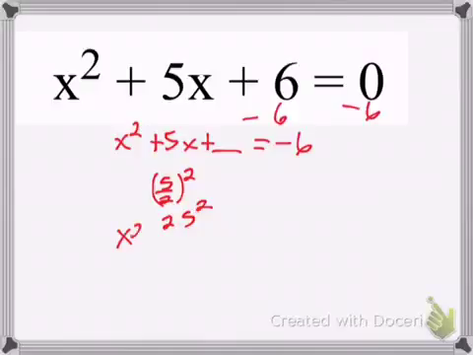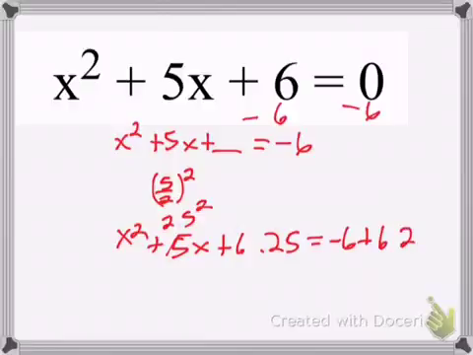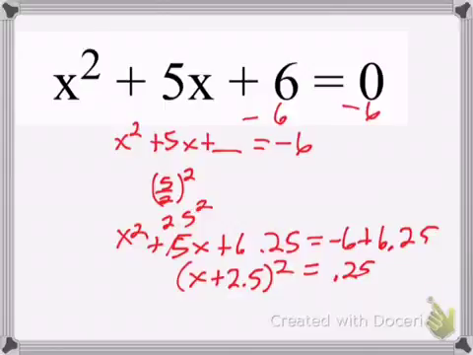We get x squared plus 5x plus 6.25 equals negative 6 plus 6.25. It gives me 0.25. Alright, and we factor that, and we get x plus 2.5 squared equals 0.25.